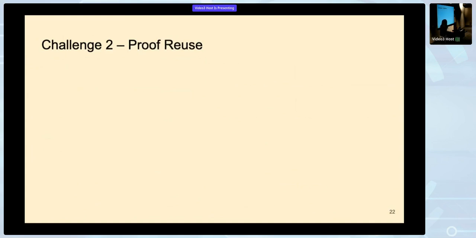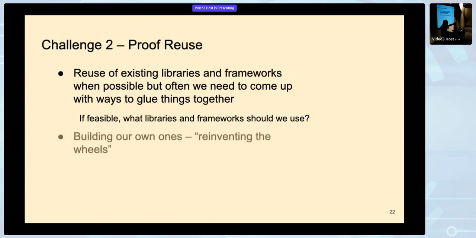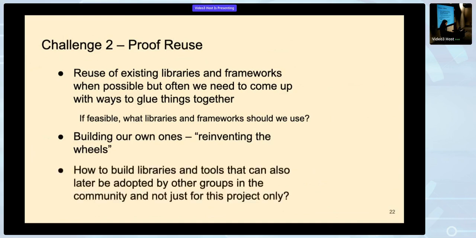Sorry. The second one is proof reuse. We hope to reuse existing libraries and frameworks as much as possible, but sometimes we need to glue them together. If feasible, what libraries and frameworks should we use to minimize that gluing process? And also, if necessary, we might need to build our own, but then we don't want to reinvent the wheel.